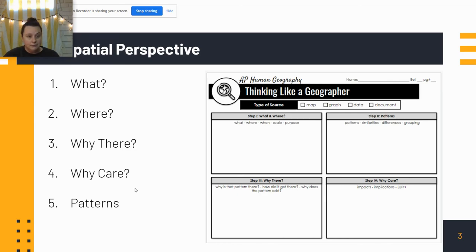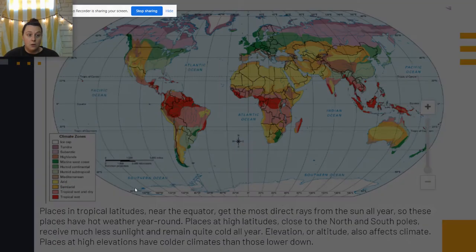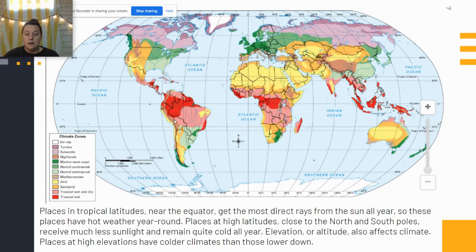Why do I care? That's basically the whole course, right? So, what kind of agriculture is going to be produced in this tropical climate close to the equator? How are people going to create their buildings? How is that climate going to affect people's culture? What are they going to be wearing that's different than people who are living in the tundra? These are all of the why cares that we're going to get to through this course.